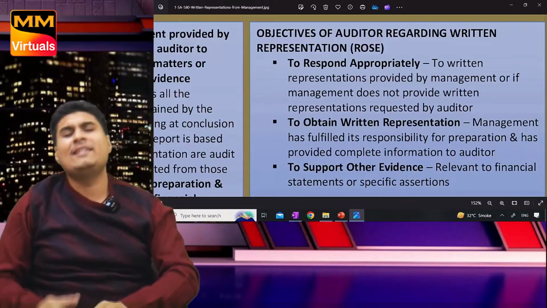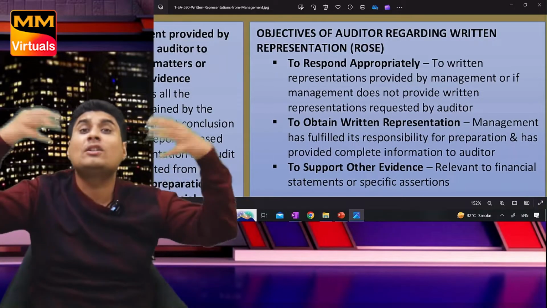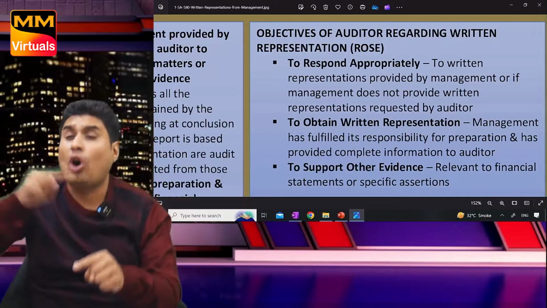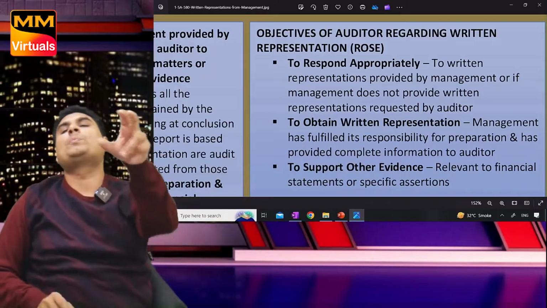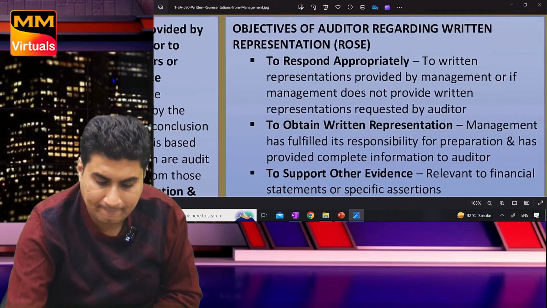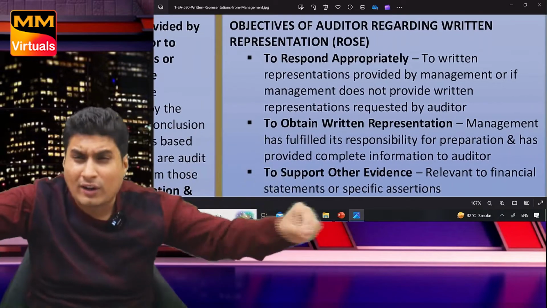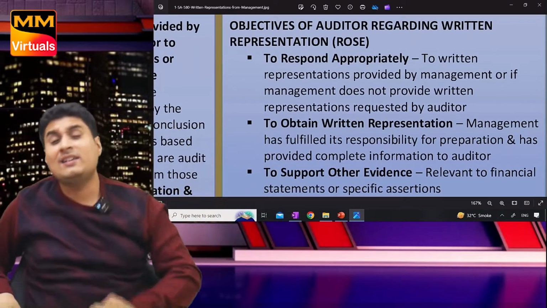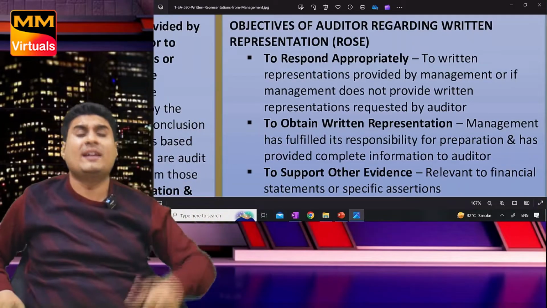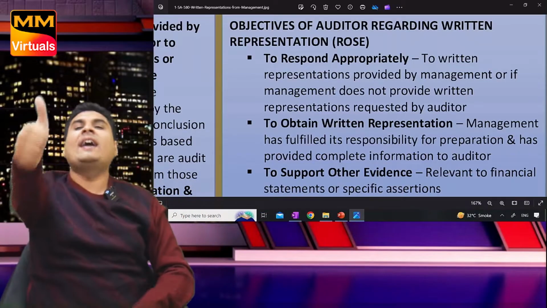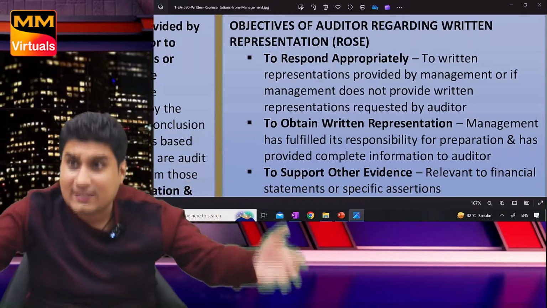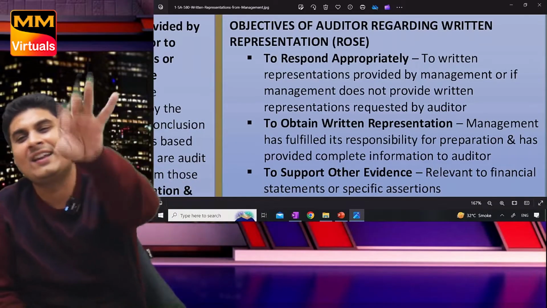I hope you are clear. Read nicely. What are the objectives of the auditor regarding WR? ROSE: R, to respond appropriately; O, to obtain written representation that management has fulfilled its responsibility for preparation of financial statements and completeness of information; SE, to support other evidence related to the financial statements or specific assertions in the financial statements.